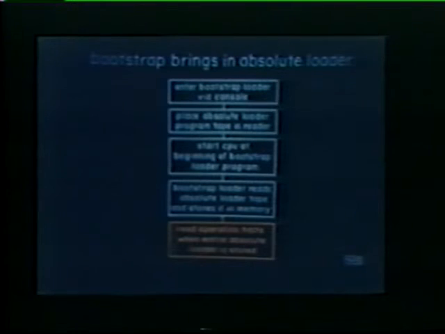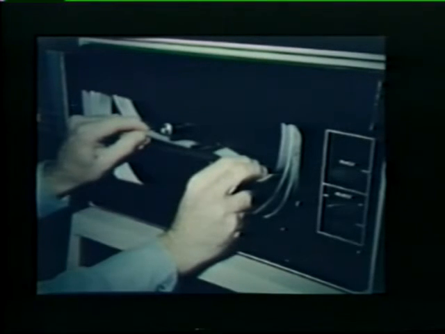The absolute loader paper tape can now be removed from the high-speed paper tape reader. The paper tape program you wish to store in memory can now be placed in the high-speed paper tape reader. Some examples of common paper tape programs are the assembler, math package, editor, and the compiler.